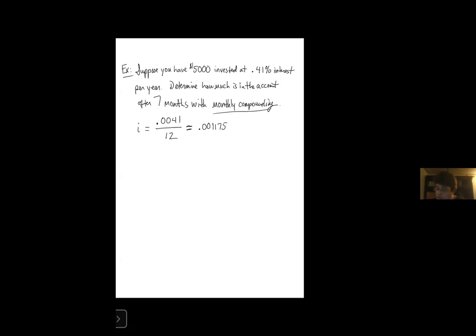Now, what was the letter n? N in that first formula is the number of compounding periods. Well, with monthly compounding, we're looking after 7 months, so that's 7 compounding periods. So the amount in the account is P, 5,000, times 1 plus I, raised to the number of compounding periods, 7. And this is approximately equal to 5,041 dollars and 27 cents.